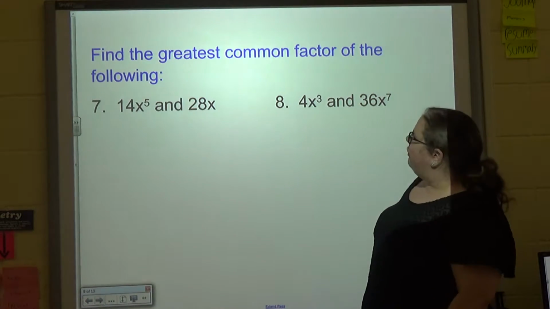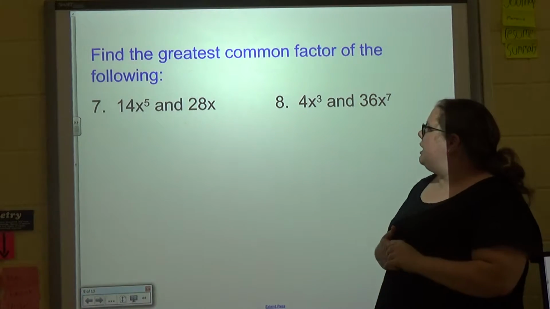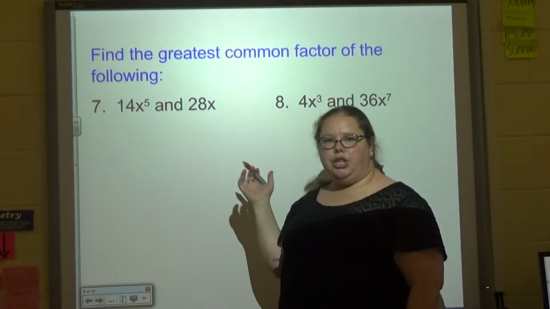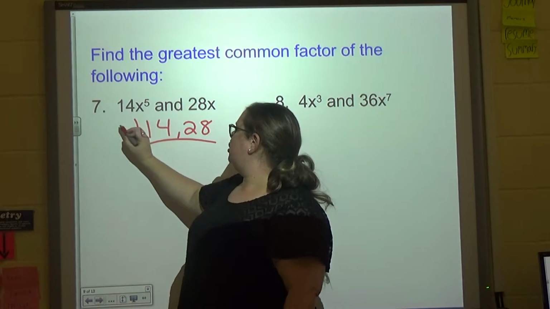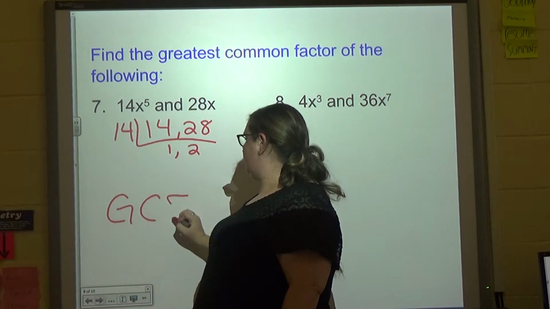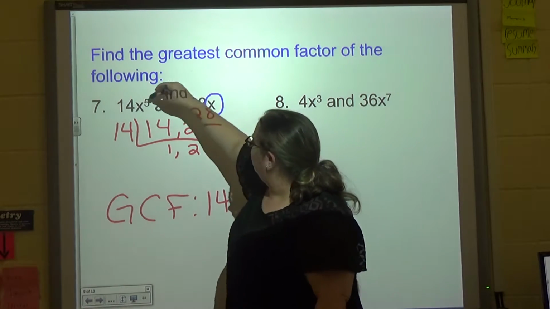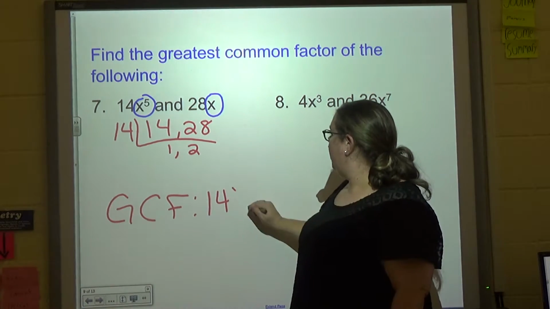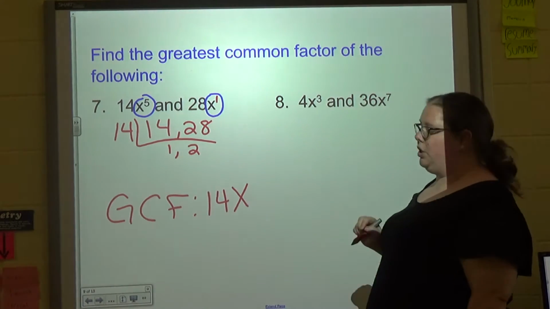Alright, find the GCF of the following. Pause the video and try this one on your own. Alright, so 7, I have 14 and 28. So 14 and 28, what do you think the GCF is? Well, it's 14. Okay. Could do 7. So my GCF is 14, and then look at the variables. I have x and I have x to the 5th. What's the GCF of those? X. Which one's smaller? There's an invisible 1 there, so 14x. Done.